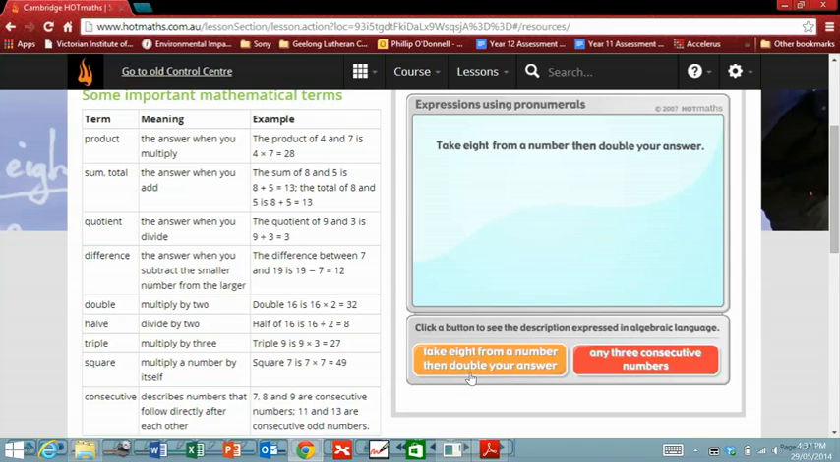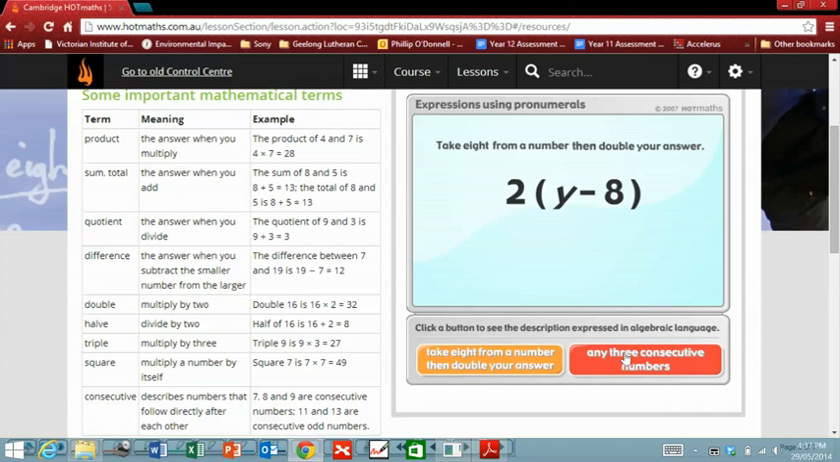Okay, so take 8 from a number, then double your answer. So let's start with y. Our number could be called anything. In this example, they've just called it y. We take 8 from that number, which happens to be y, that's what we've called it, because you don't know what it is. And then we double the answer. Remember, that has to go to the front. We get rid of the times. There it is. Very similar to the last example we did.